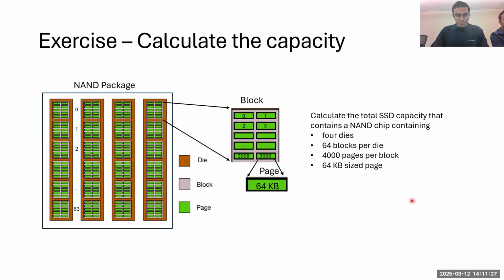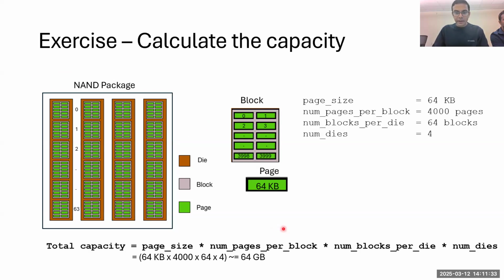So a simple method is to just add up all the sizes in this entire SSD. But since we have this hierarchy, we can simply use a formula, right? We can use the page size and multiply that by the number of pages per block. That will give us the total size per block. Then we can multiply that by the number of blocks per die. That'll give the size of one die. And we can just multiply that by 4, which is the number of dies, which will give us the total capacity of this solid state drive.